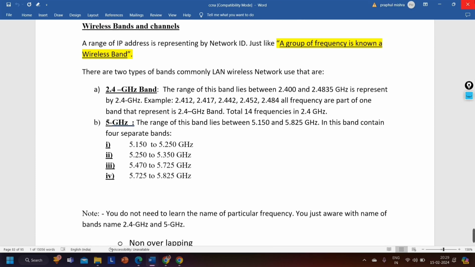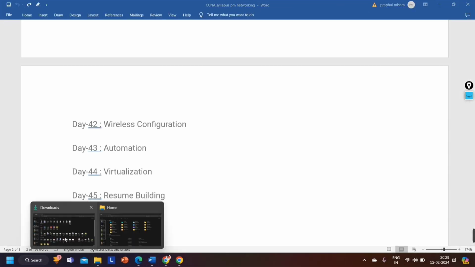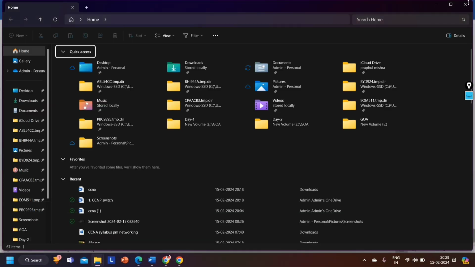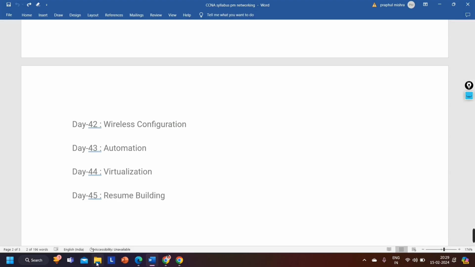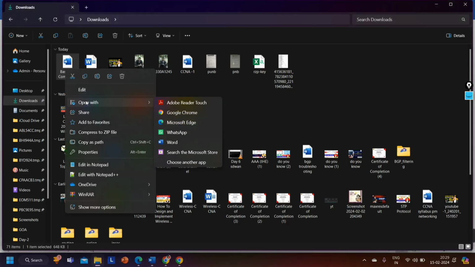Okay, so guys, you need to download this note first in your system. The second note is this one, that as I told you, is important for basic configuration. So let me open that one also. Yes, this one. Let me open it.